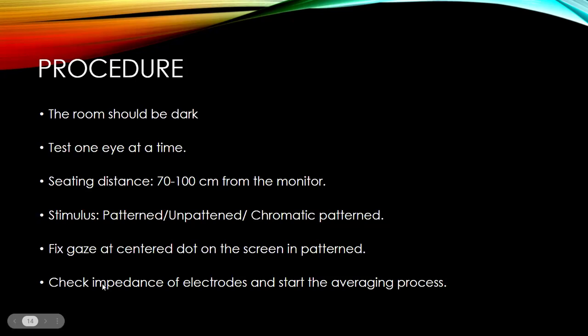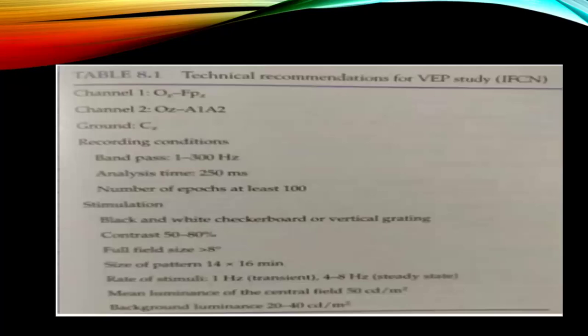So how we conduct the procedure: the room should be dark. We usually test one eye at a time. The seating distance should be 70 to 100 centimeters from the monitor. The stimulus, as I said, is either pattern or unpatterned or chromatic pattern, based on the visual acuity and color vision. The patient fixes the gaze at the centered dot in patterned, as I said. And once this is done, always check the impedance of the electrodes before starting the averaging process.